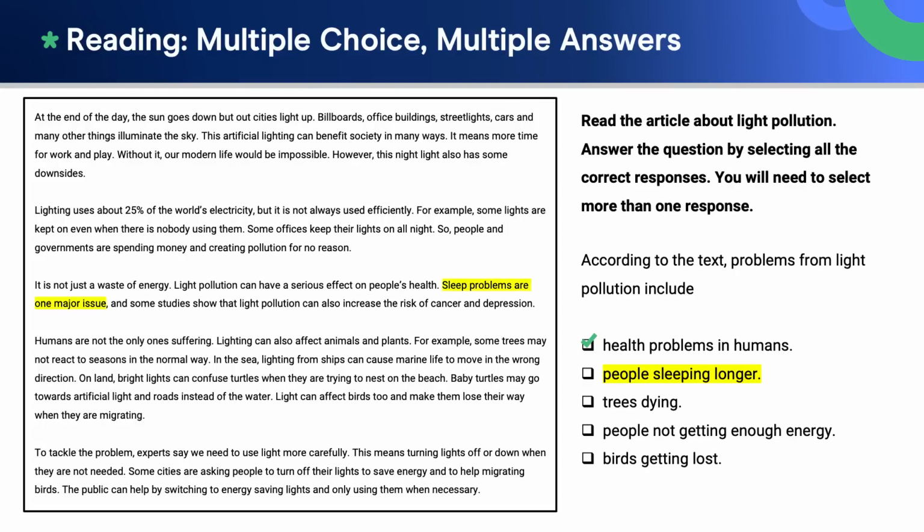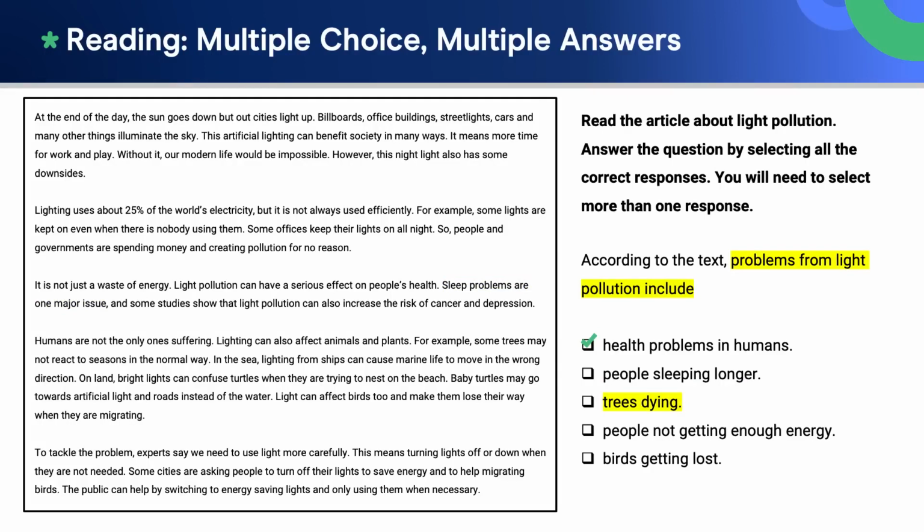And here it says something about sleeping. It says sleep problems are one major issue. So it is saying something about sleep and problems, but it's not actually saying anything about sleeping longer. This option is incorrect. Okay, let's look at the next one.